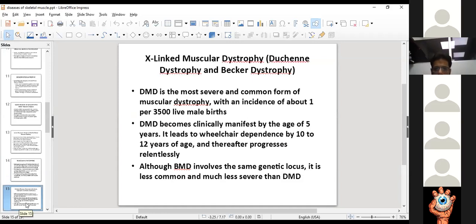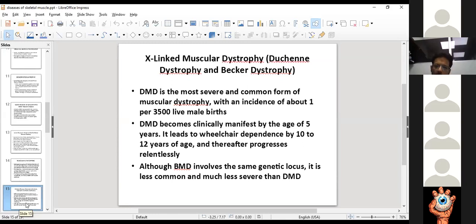Now, of the X-linked muscular dystrophies, the common ones are Duchenne's and Becker's dystrophy. Duchenne's muscular dystrophy is the most severe and common form of muscular dystrophy with an incidence of about 1 per 3,500 live male births. Duchenne's becomes clinically manifest by age of 5 years. It leads to wheelchair dependence by 10 to 12 years and thereafter progresses relentlessly. And generally, patients don't survive into their 20s with this.